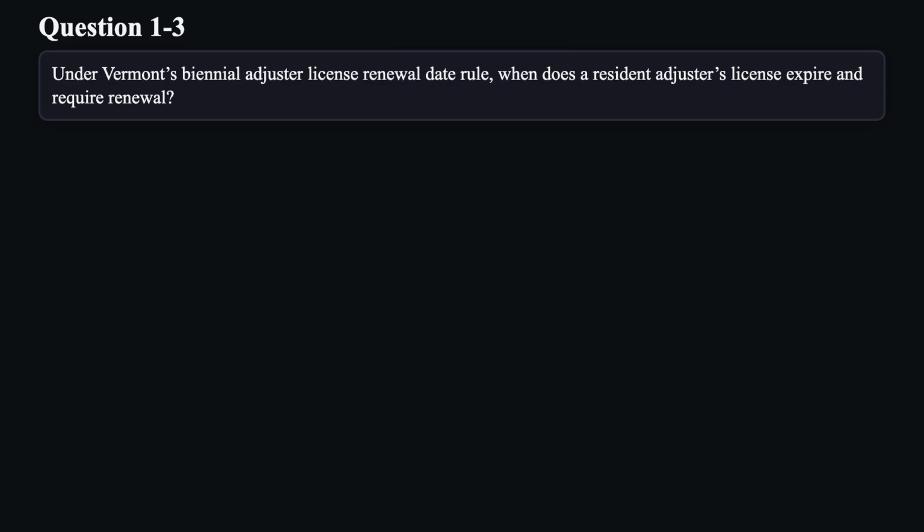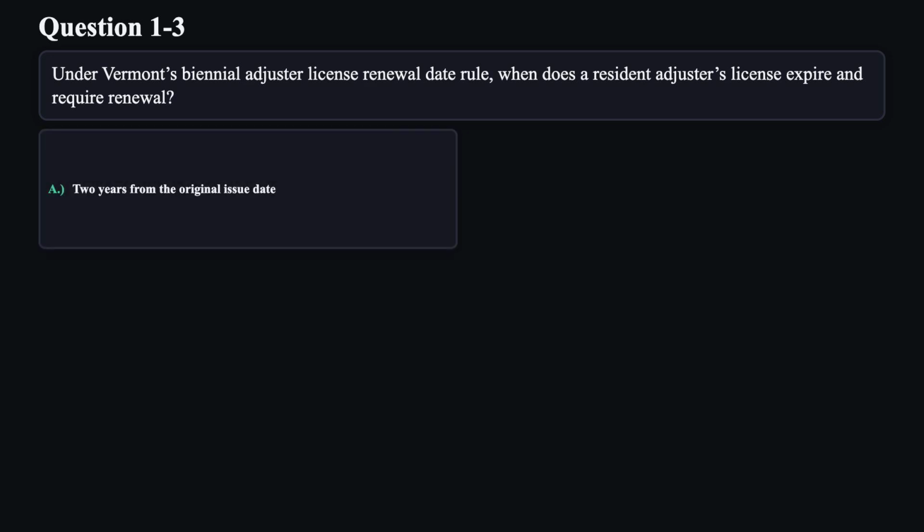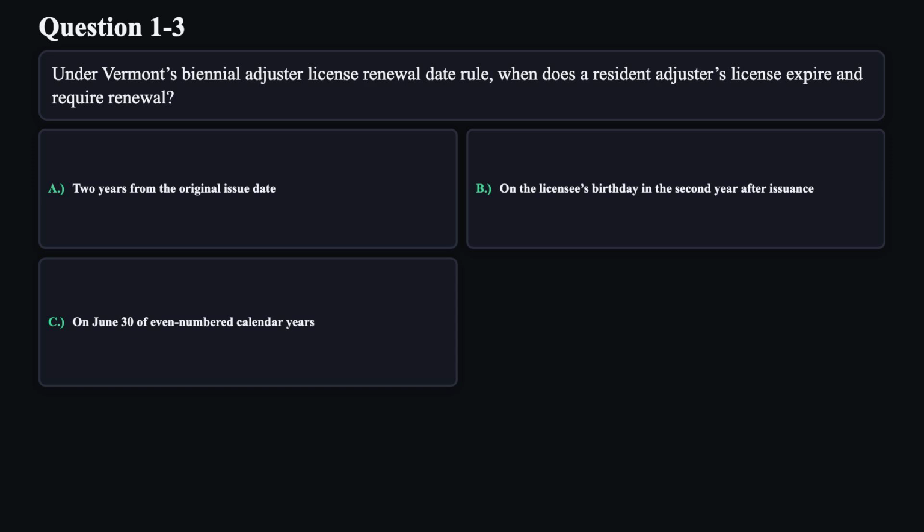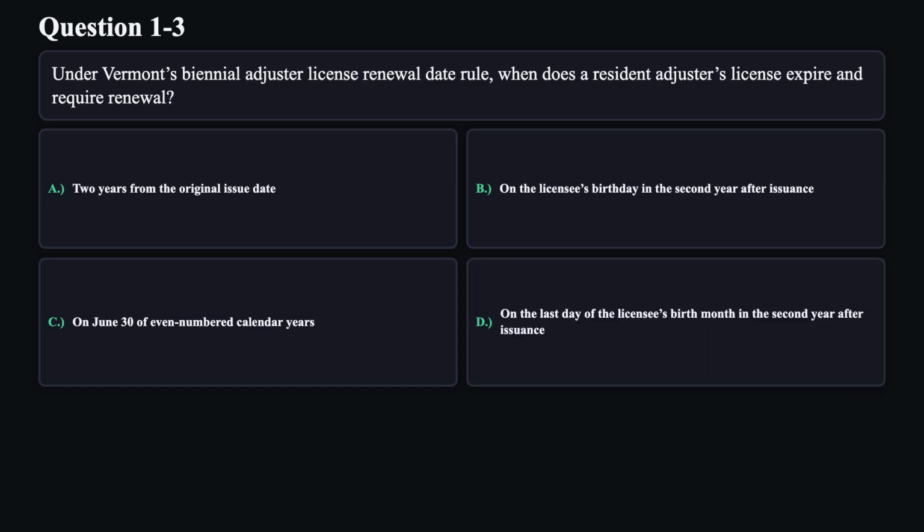Question 3. Under Vermont's biennial adjuster license renewal date rule, when does a resident adjuster's license expire and require renewal? A. 2 years from the original issue date. B. On the licensee's birthday in the second year after issuance. C. On June 30th of even-numbered calendar years. D. On the last day of the licensee's birth month in the second year after issuance.